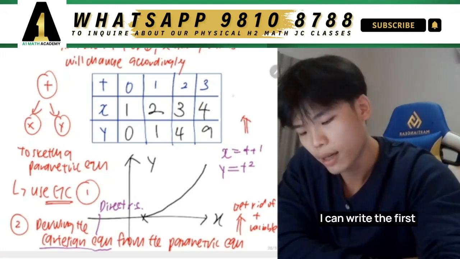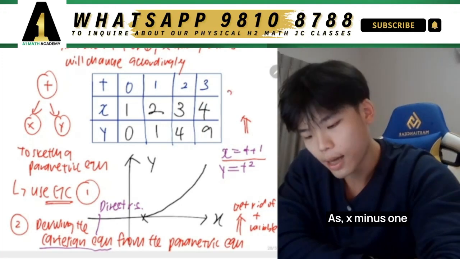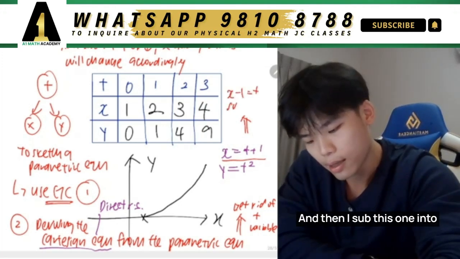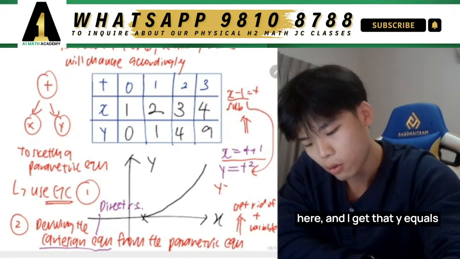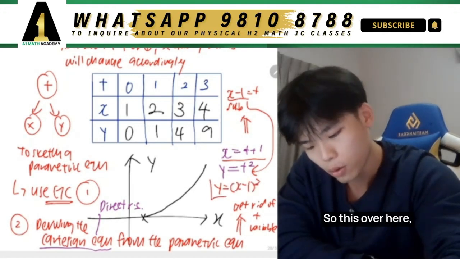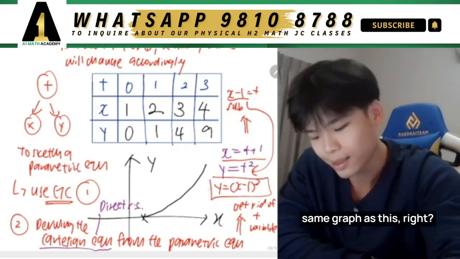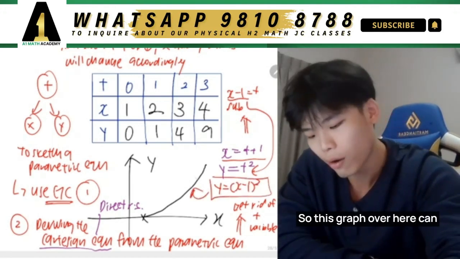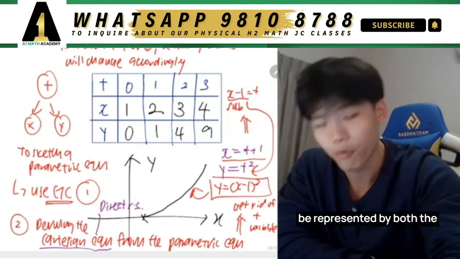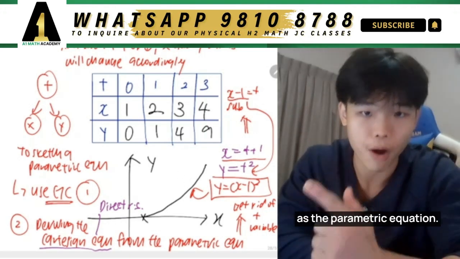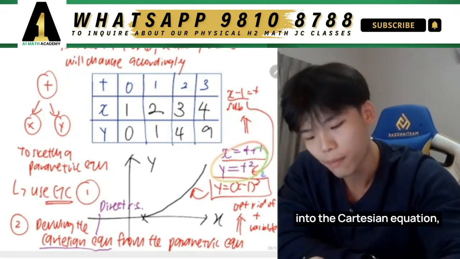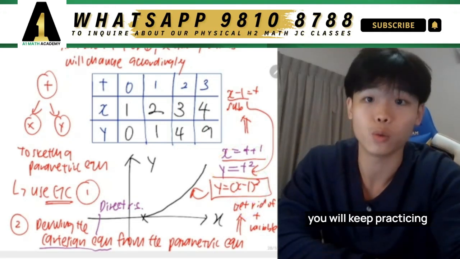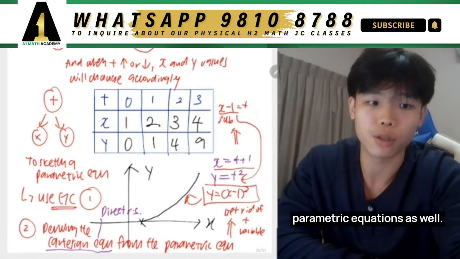For this case, I can write the first equation as x minus 1 equals t, right? And then I sub this into here, and I get that y equals (x minus 1) squared. So this over here fundamentally is the same graph as this, right? This graph can be represented by both the Cartesian equation as well as the parametric equation. What we have just done is convert the parametric equation into the Cartesian equation, which is another skill that you will keep practicing under this section of parametric equations as well.